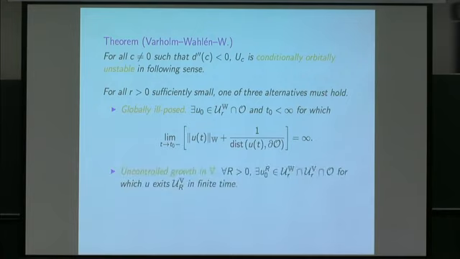Another possibility is that you have some uncontrolled growth in the higher norm. So for all positive R, there exists some initial data that lies in a tubular neighborhood in both W and V, but it exits this larger tubular neighborhood in V in finite time. So it meanders away when I'm looking at the higher regularity norm.